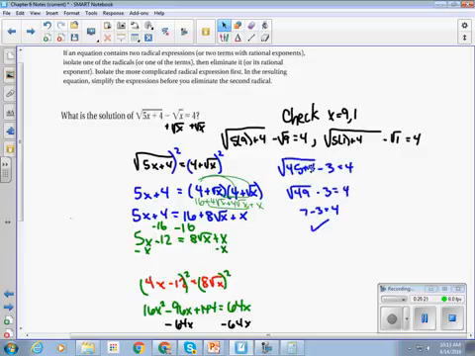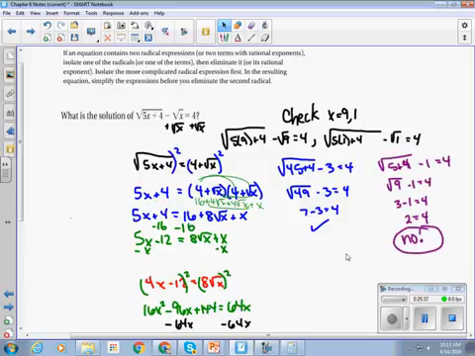So 5 times 9 is 45, plus 4 is 49, square root of that is 7. Negative root 9 is minus 3. 7 minus 3 is 4, and that is equal to 4, so that checks out. So we're going to check out the 1. 5 times 1 is 5, plus 4 is 9, square root of 9 is 3. Minus the square root of 1 is minus 1. 3 minus 1 is 2. 2 is not equal to 4, so we know that 9 is our real solution.